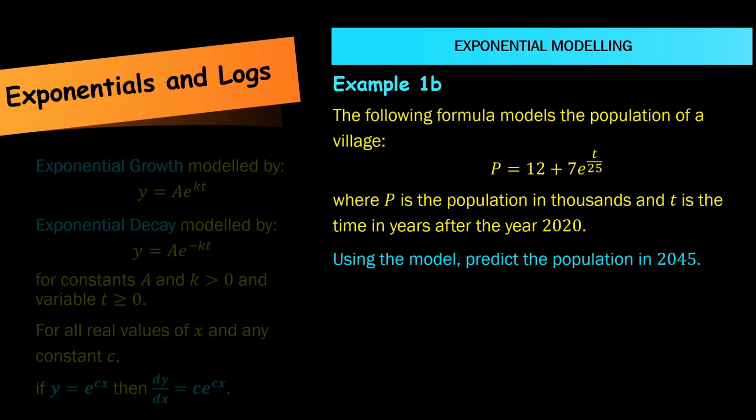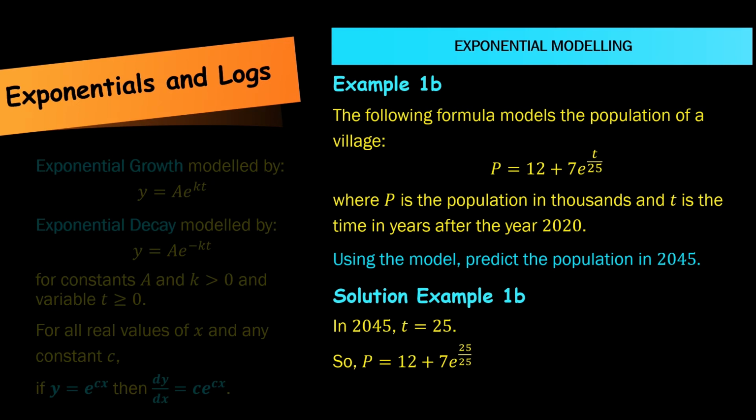And now for example 1b. Using the model, predict the population in 2045. So let's solve this. Since the year 2020 represents t equals 0, in 2045 t is equal to 25. Therefore, we input this value into the equation for P. So we have P is equal to 12 plus 7 times e to the power 25 over 25. Here we've input t equal to 25.